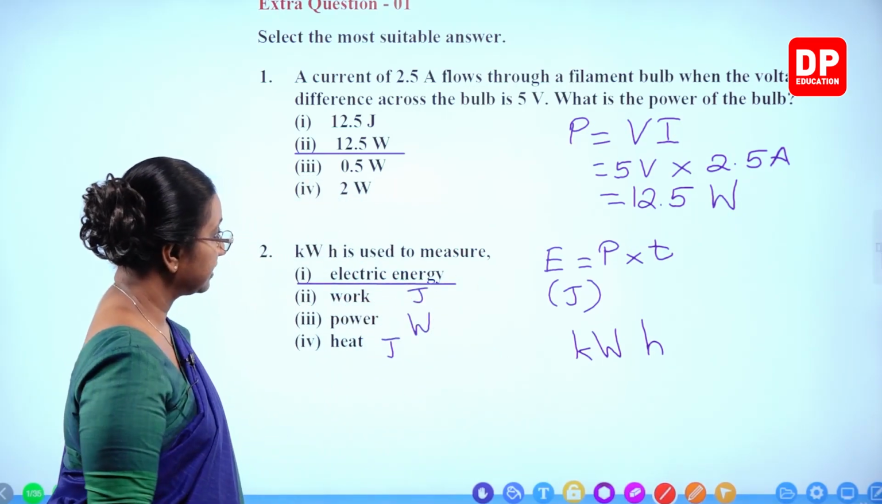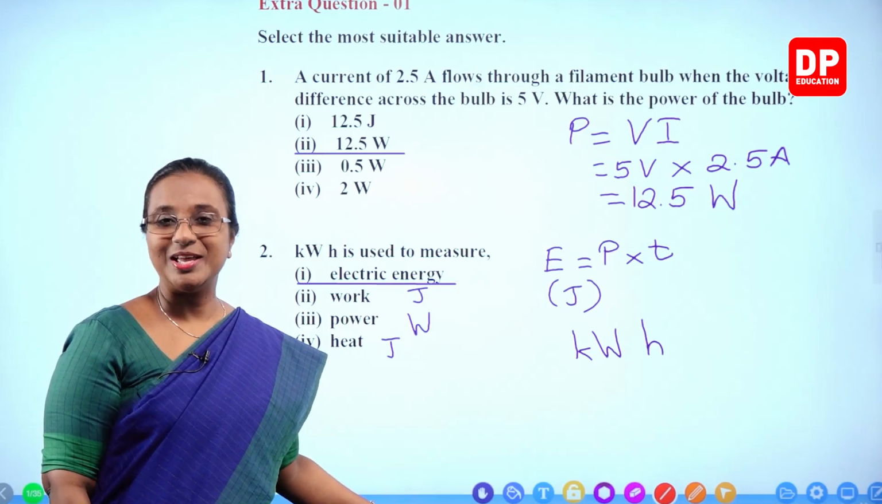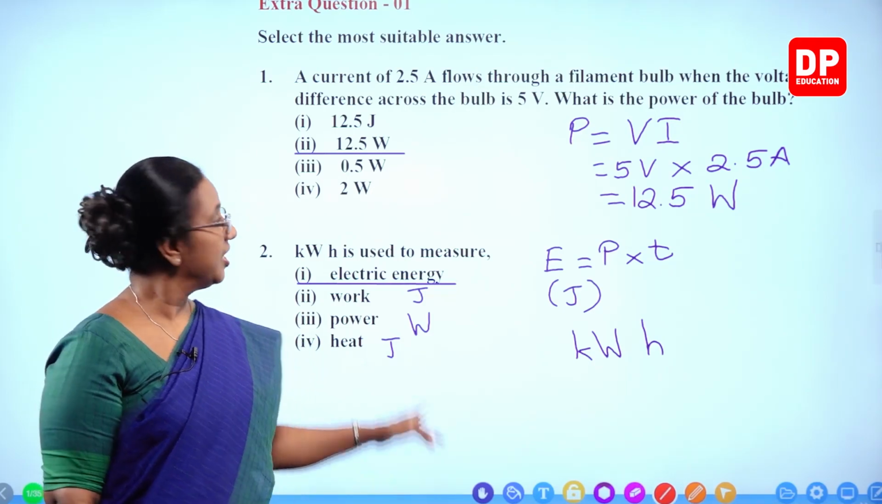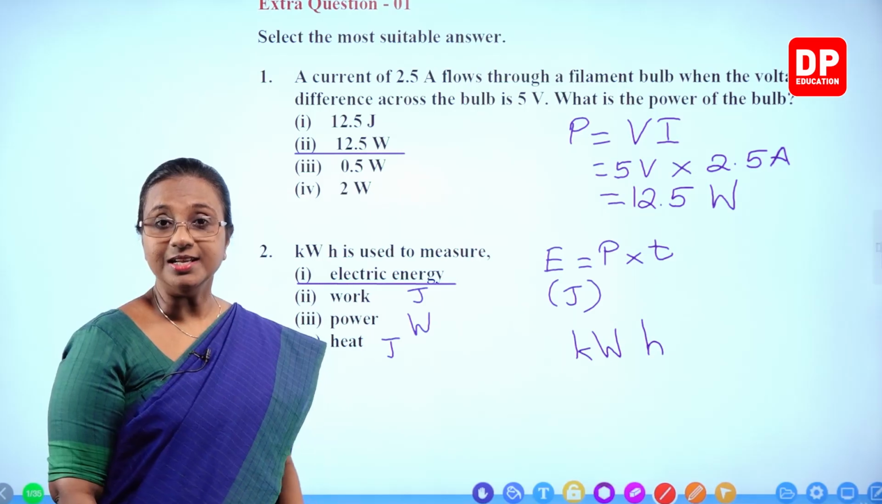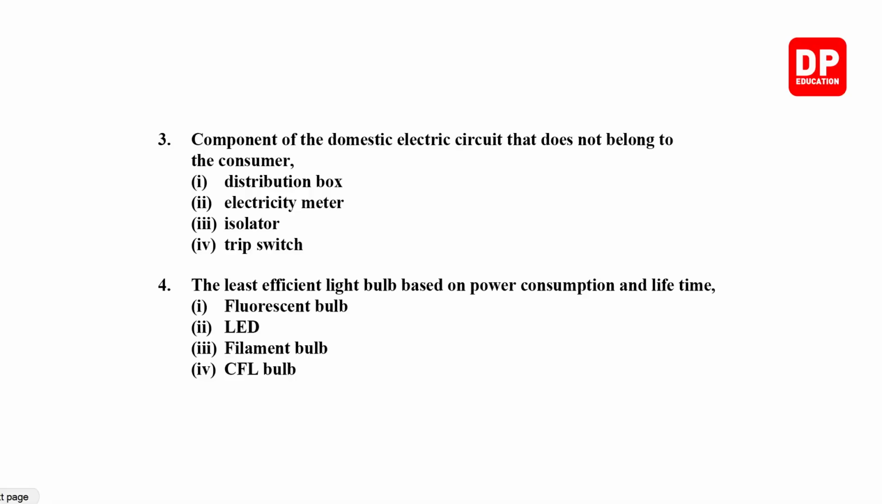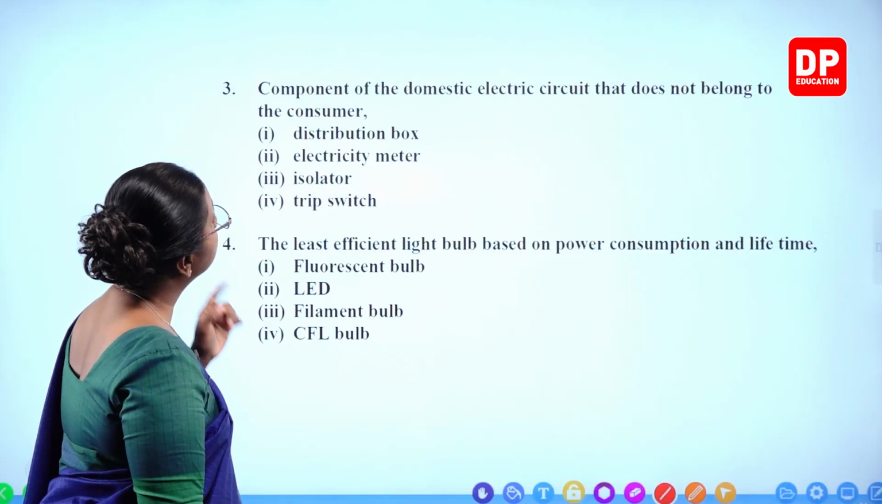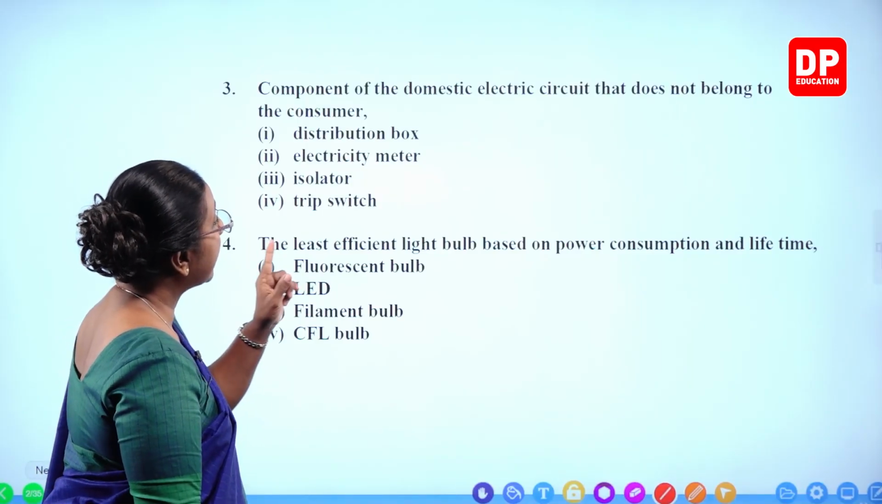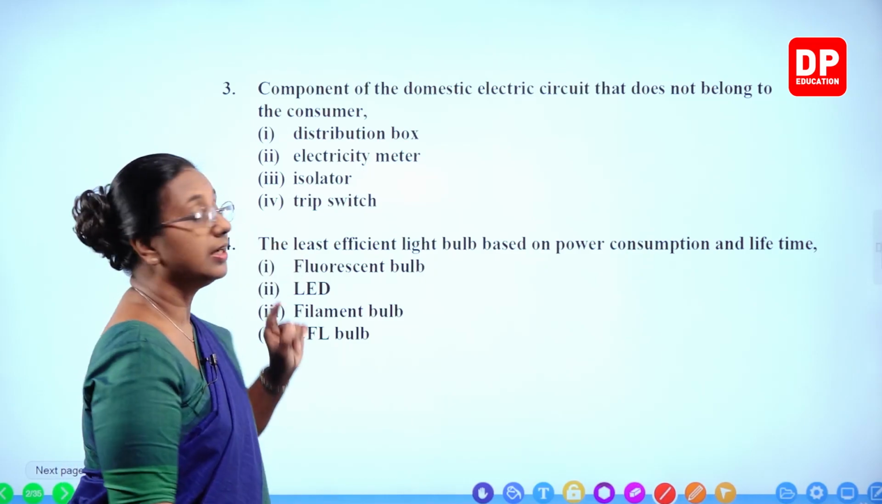That is the answer. I am sure you were also able to answer these questions. So, with that, students, we will move on to the next slide. Extra question 1, under that the third one. Component of the domestic electric circuit that does not belong to the consumer.